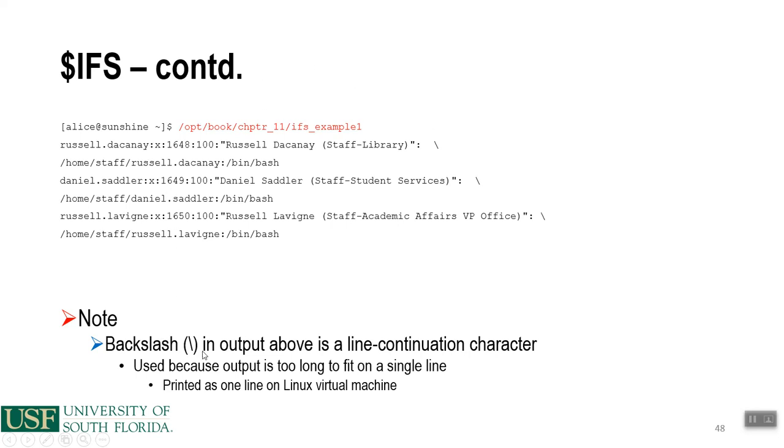One thing to note is that the backslash in the output above is a line continuation character. It's used because the output is too long to fit in a single line. So actually what happens is that this particular output is much longer. It's not multiple lines coming back. It's actually one long line, but it's broken up accordingly.